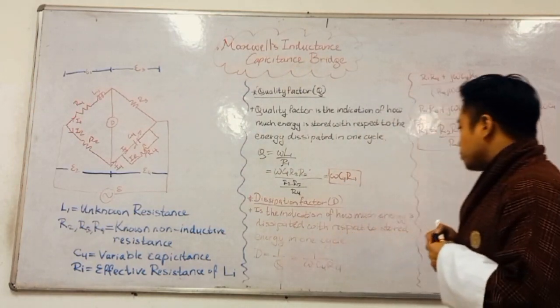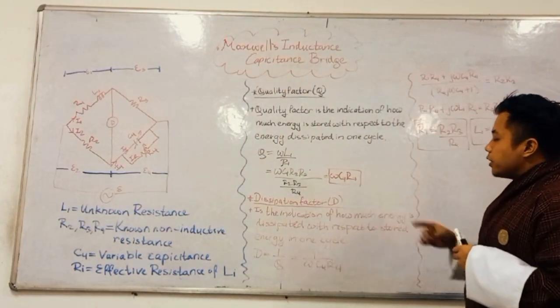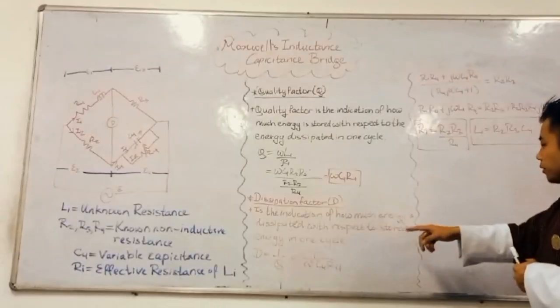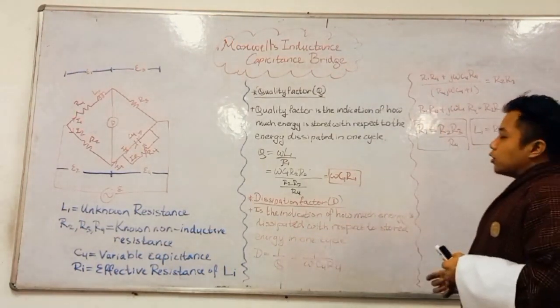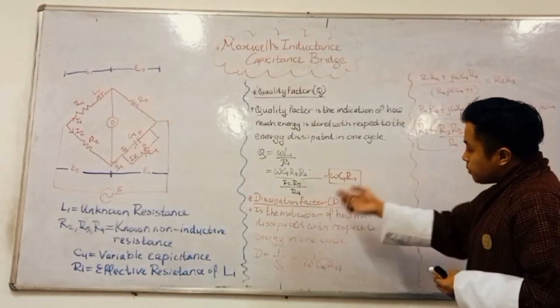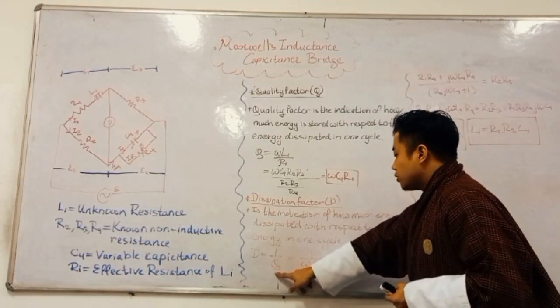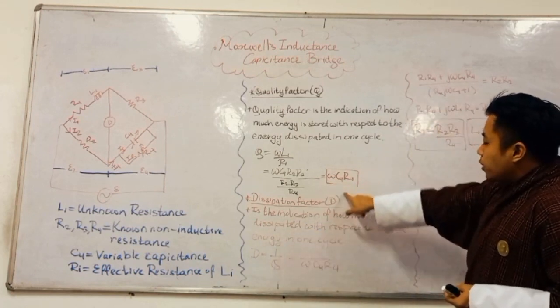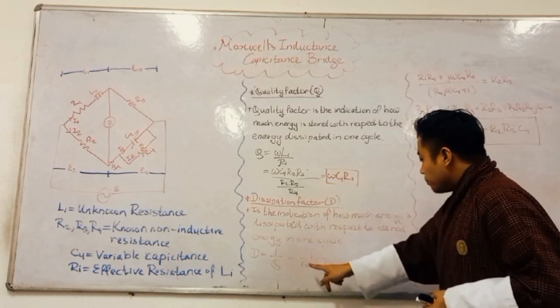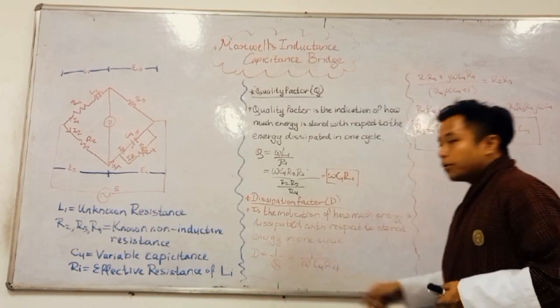Now the next thing we have to know is the dissipation factor. Dissipation factor is the indication of how much energy is dissipated with respect to the stored energy in one cycle. In other words, the dissipation factor is the reciprocal of the quality factor. So when you substitute the value of Q, which is omega C4 R4, what we're left with is 1 by omega C4 R4. So this is the dissipation factor.